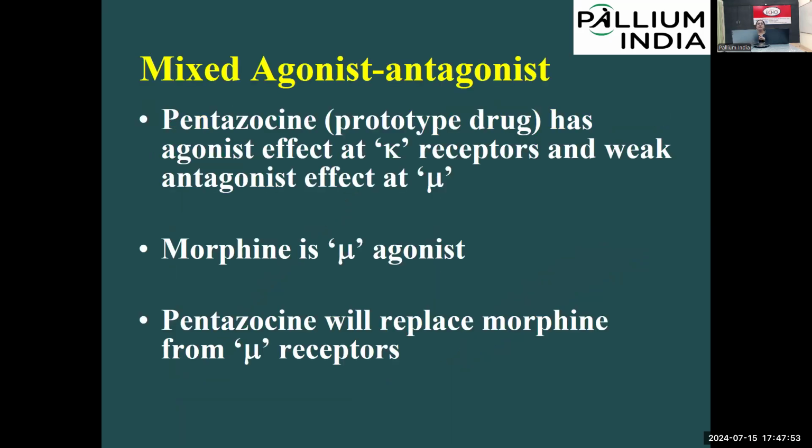And we have another group of drugs called mixed agonist-antagonist. An example is pentazocine. Pentazocine is an agonist-antagonist. That means that at kappa receptors it has an agonistic effect, whereas it is a weak antagonist at mu receptors. Morphine is a mu agonist, so morphine always binds with the mu receptor to produce its analgesic effect. If pentazocine is given to a patient who is on morphine, what does it do? It replaces morphine from the mu receptors because it has an antagonistic effect at the mu receptor site. So that is agonist-antagonist.